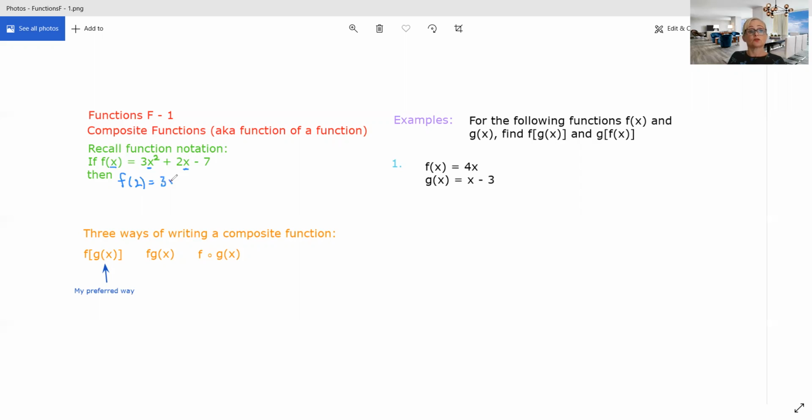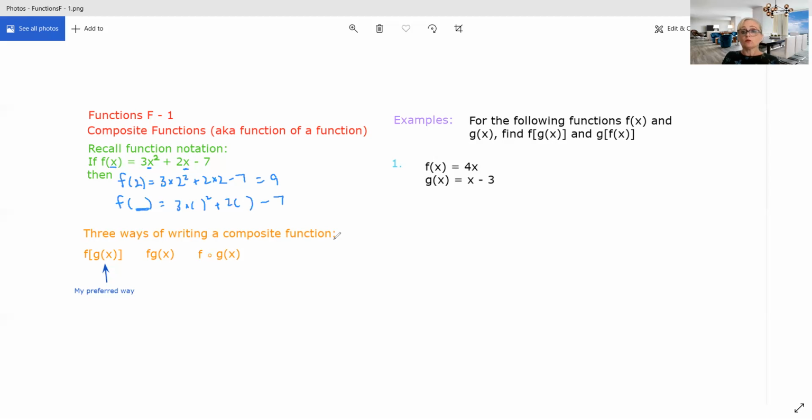So 3 times 2 squared plus 2 times 2 minus 7, which is what, 12, 16, which is 9, right? F of anything is 3 times that thing squared plus 2 times that thing minus 7, whatever that happens to be. Now that might even be an entire other function. Might be an expression involving x. We're just going to sub it in just like we normally do.